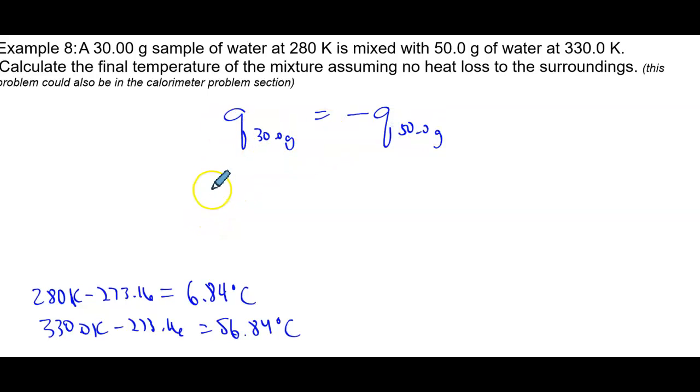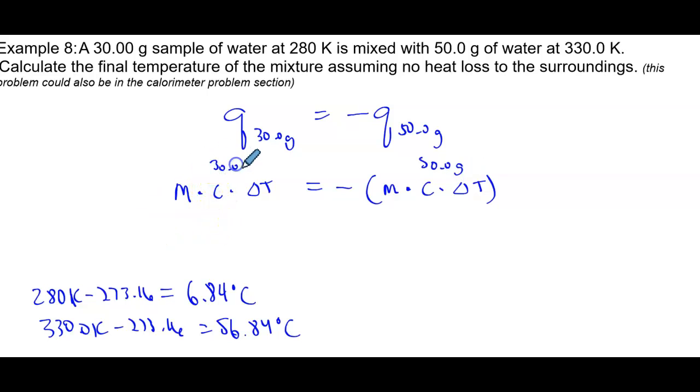All right, so what we think of as Q, remember, is m times c times delta T. And this is negative m times c times delta T, because that's what Q stands for. This is always going to be, in this example, the 50 gram numbers. And this side will always be anything that's related to the 30 gram sample. So we're going to take 30.0 grams of water times 4.18 joules per gram degree Celsius. That's the specific heat of water.